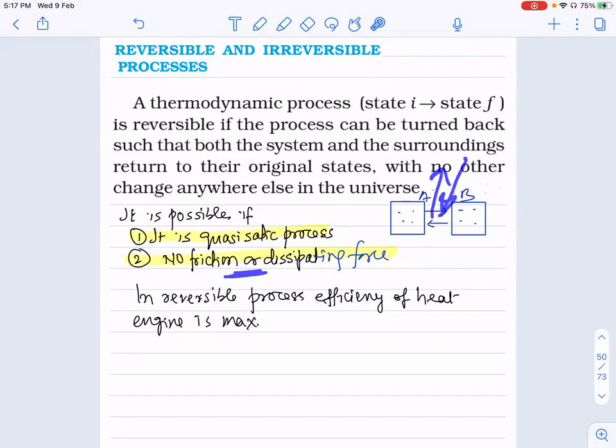It cannot be brought back to the system. The heat will dissipate, and bringing it back is not possible. It converts into heat and it will increase the temperature of the universe. So it should not have friction also. Practically this is not possible, right?